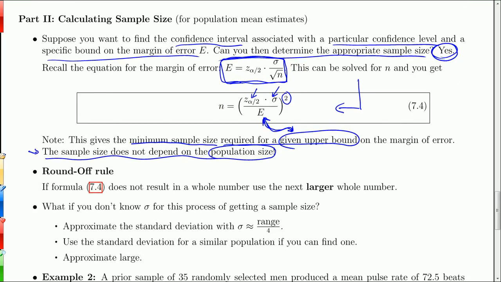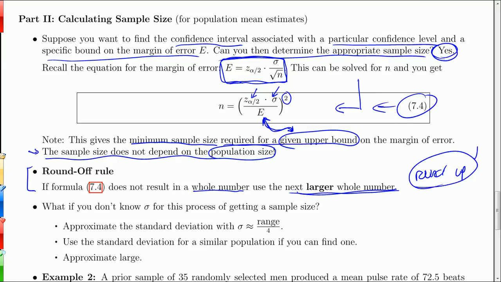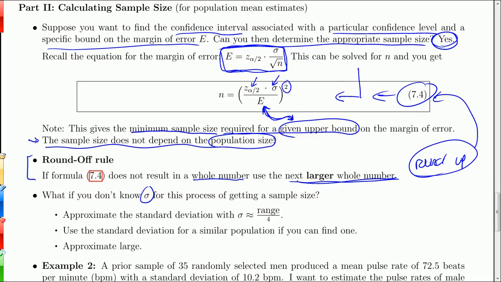A little round-off rule. It's not really a round-off rule. If this equation does not result in a whole number, if you get a decimal, you use the next larger whole number. In other words, you round up. You always round up when you're using this formula for the sample size. And again, this is actually a very practical thing, but there's a very good chance we won't know sigma. So if we don't know sigma, what do we do?